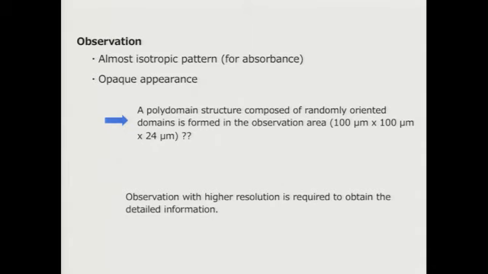So anyway, the features of the observation are that almost isotropic patterns appear, and also the appearance becomes opaque. These two features are qualitatively similar to the familiar polydomain structures composed of a random director field. So now we expect that a kind of polydomain structure is formed in the observational area, the 100 micrometer square. Definitely we need an observation with higher resolution, but this is a next issue of our studies.